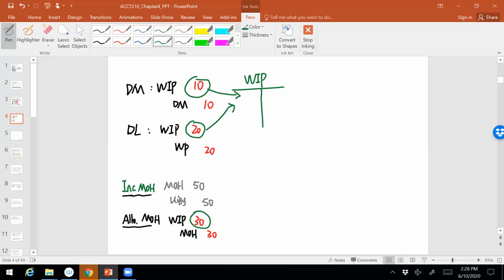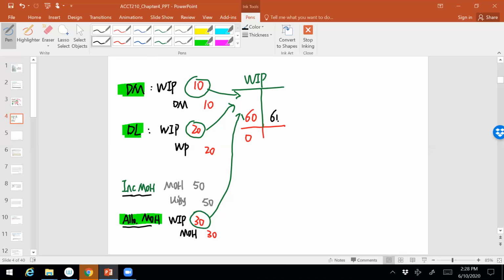Allocated manufacturing overhead $30, right? So your work in process has 3 parts: direct material, direct labor, and allocated manufacturing overhead. So your total will be $60. But we said, this is just when you work in process. Once you finish it, we want this balance to be 0. How to make it 0? We have to credit $60.